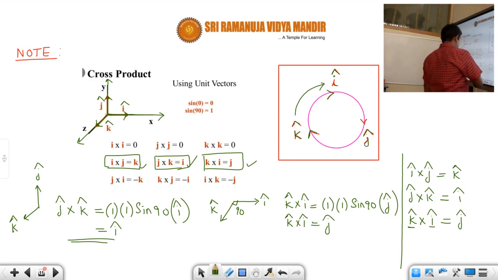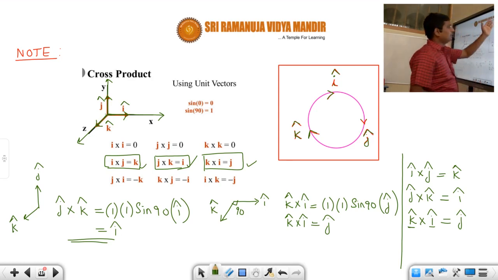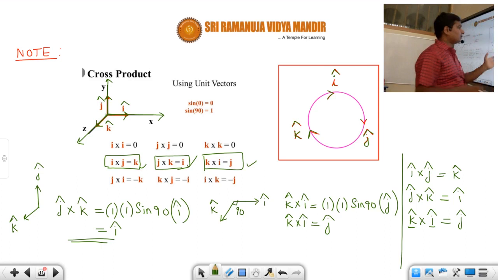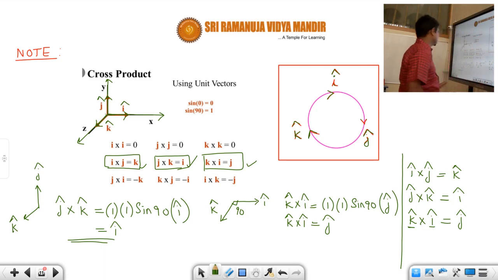So if you remember this small circle, and this order, that is clockwise direction, i cap, j cap and k cap, then whatever is given you can easily calculate from here, students. So i cross j is k, j cross k is i, k cross i is j. Okay, students, very easy one.